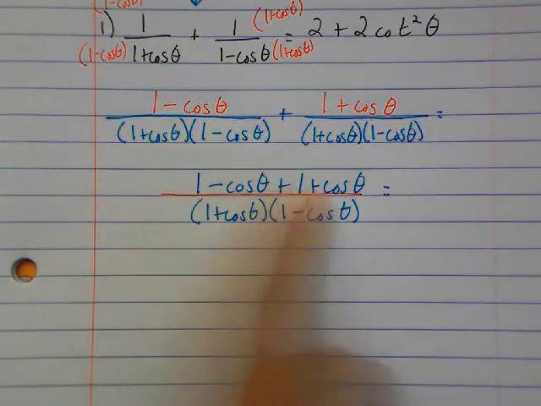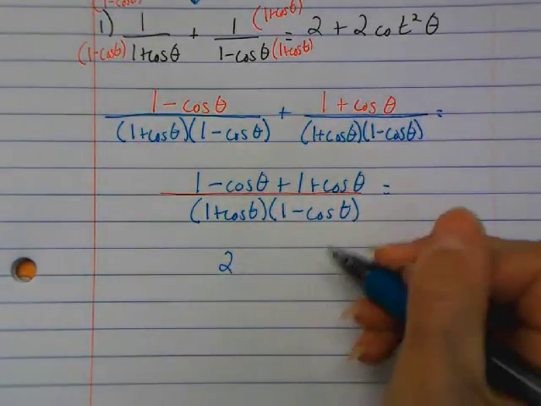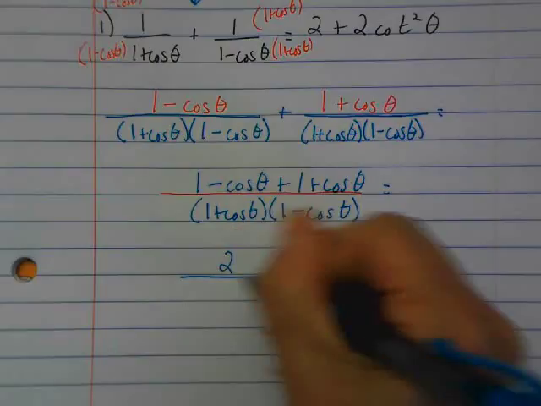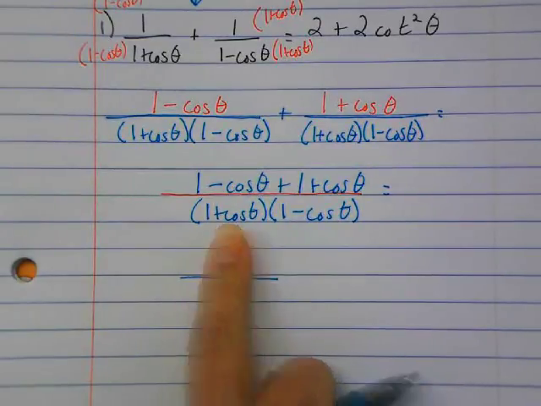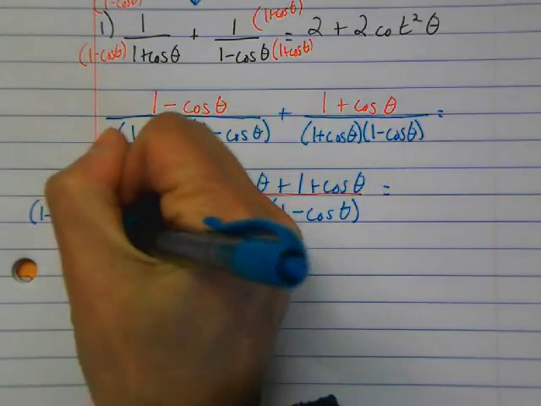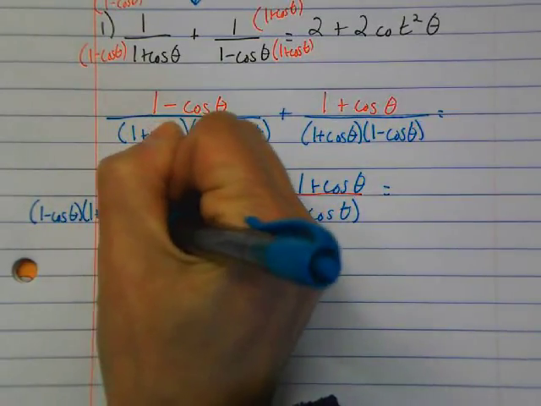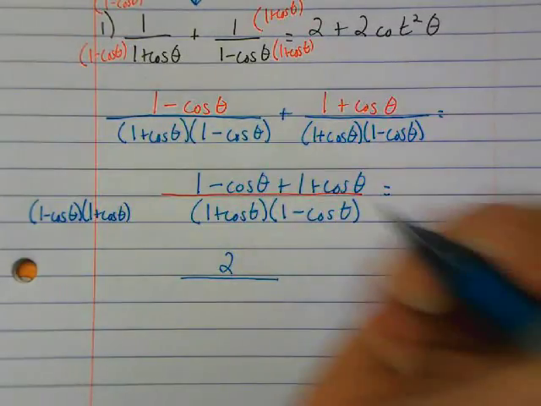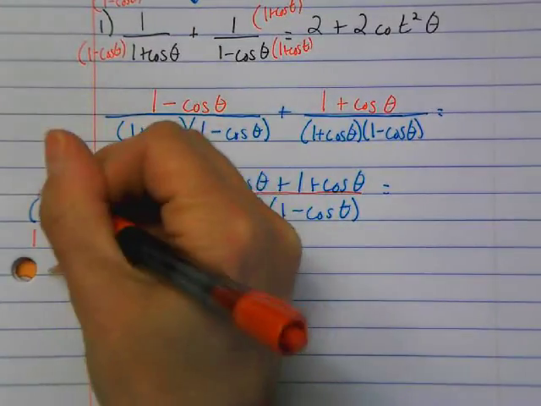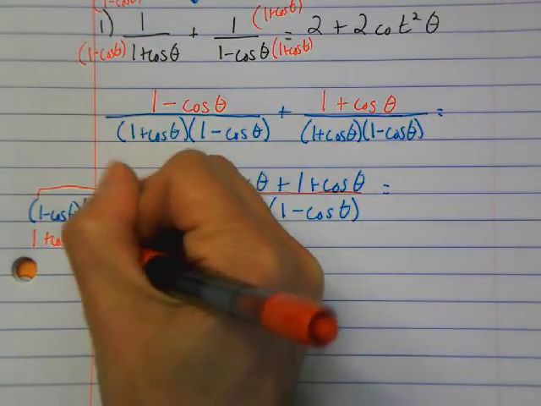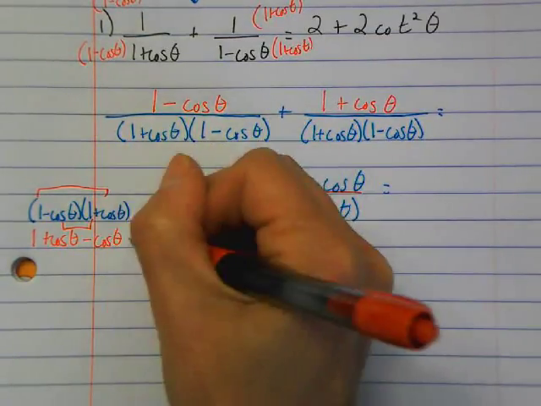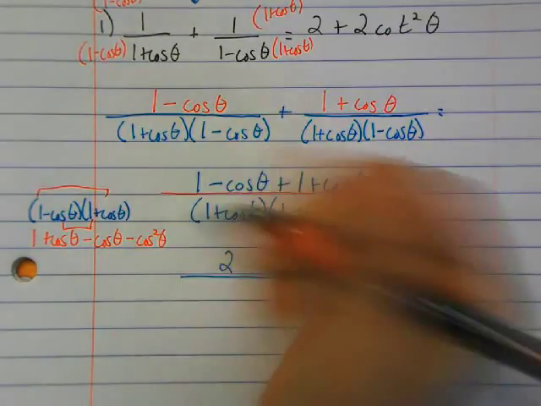So my numerator, 1 plus 1 is 2. My negative cosine and my positive cosine disappear. And in the denominator I have this. Well, isn't this a binomial times a binomial? So do you agree that I can come over here to the side and I can go ahead and FOIL it? So 1 times 1, 1, plus the cosine of theta, my inner minus the cosine of theta, my last minus cosine squared theta.